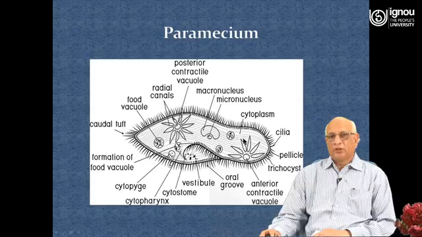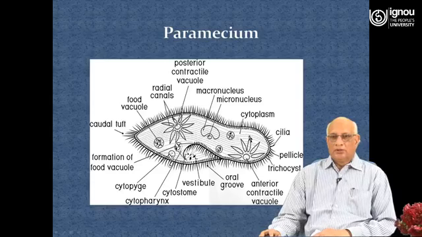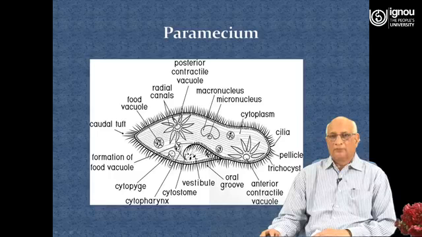Then the vacuole will be attached to a part of the pellicle, and when it suddenly bursts, the undigested food material moves outside the body. So this is how the food vacuole works, and it is the digestive system of the animal.